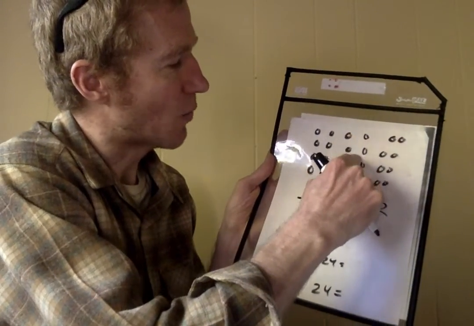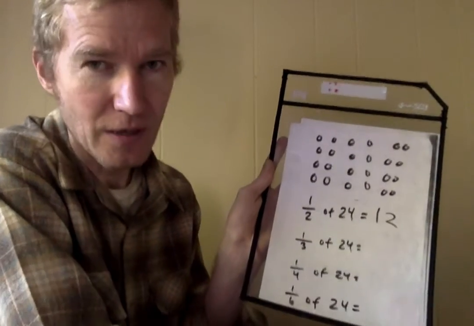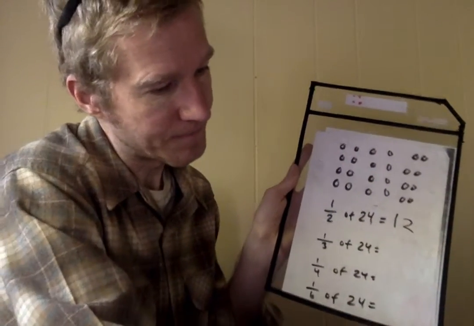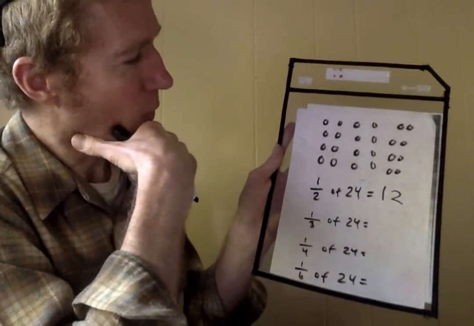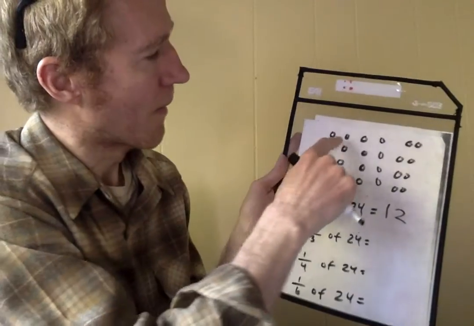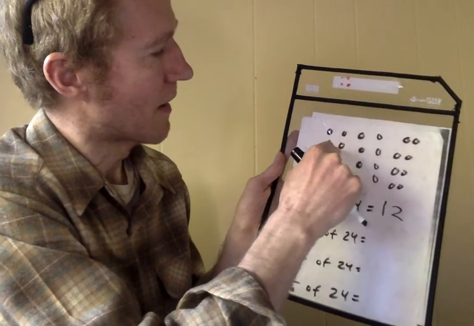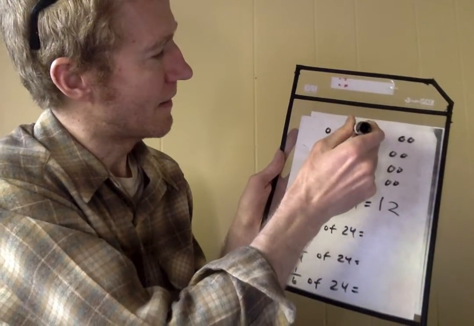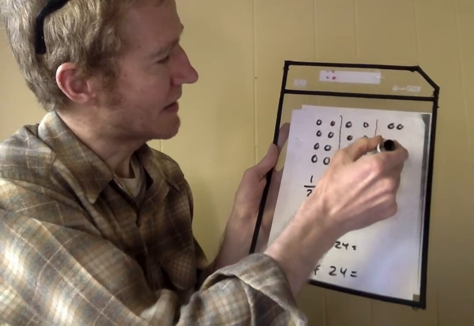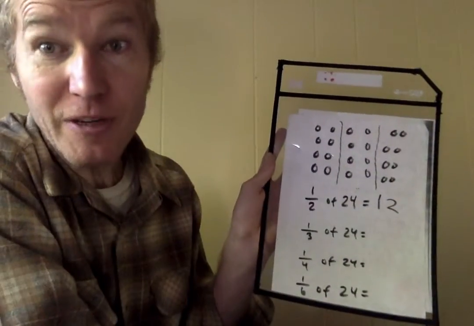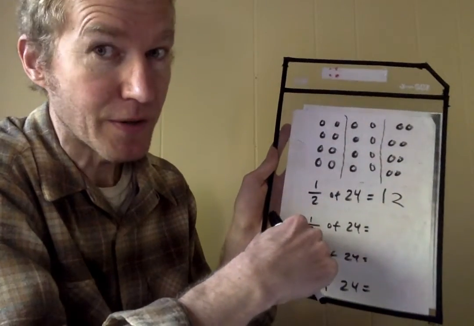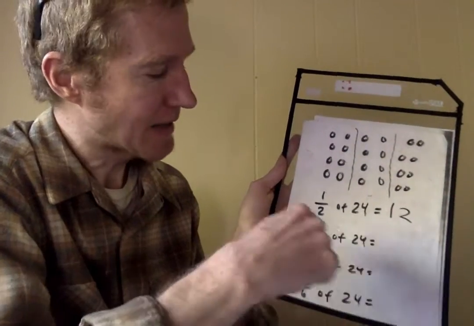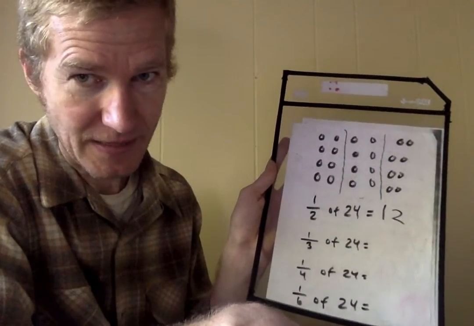The next one is 1/3 of 24. So we're going to cut it into 3 equal slices, right? 1/3 of 24. So it's going to look like, well, let's see. That's an equal slice. That's an equal slice. I just cut into 3 equal slices. I know because in 1/3, the 3 is on the bottom, that means it's going to be cut into 3 equal slices. And it's asking me, how many is in one of those equal slices?